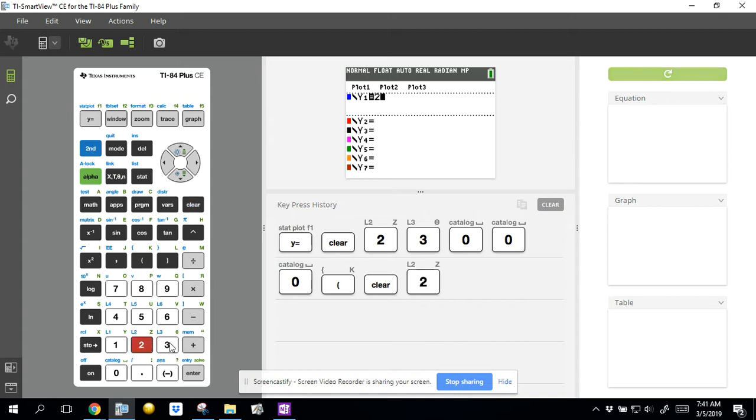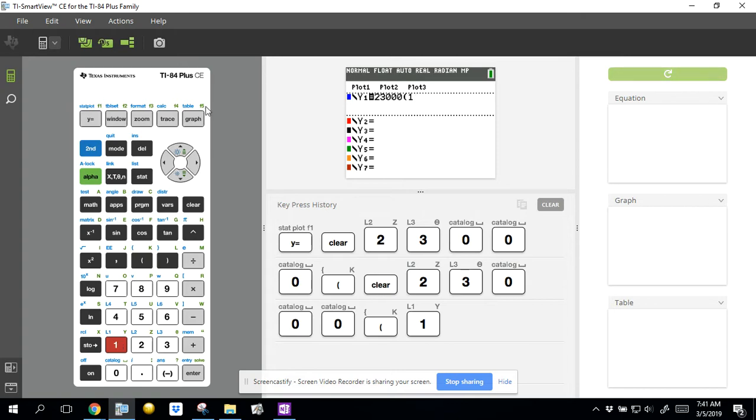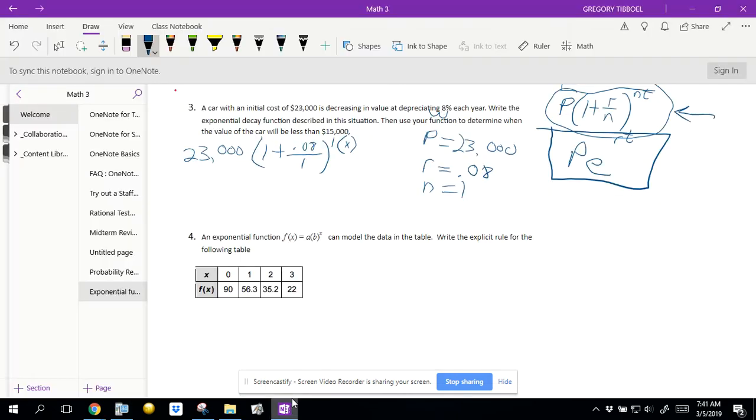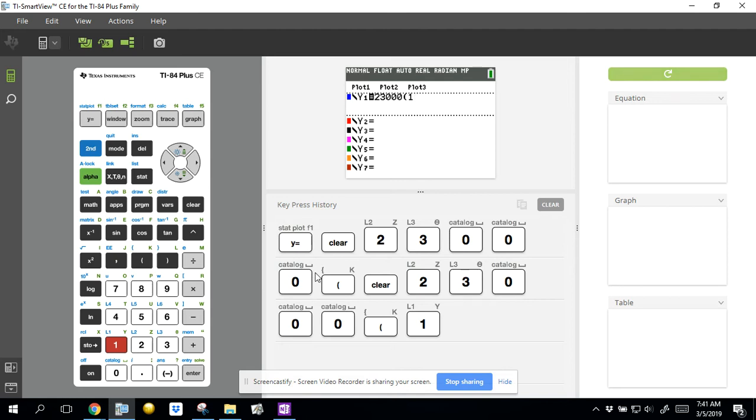All right, so our formula was 23,000. So 1, 2, 3, parentheses. Now, I don't know if I did this right or not. Let's double check here. Oh, I wrote 1 plus, and that's definitely wrong because this is a decay. It's shrinking, so it should be 1 minus, right?